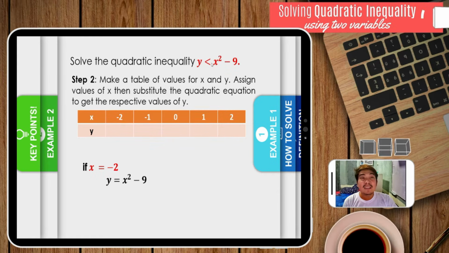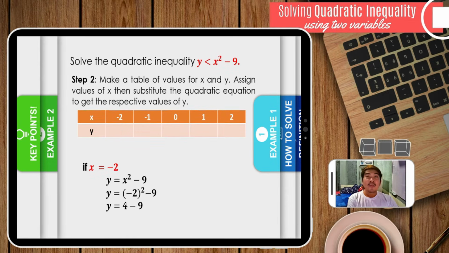Diba, change natin si less than kay equal sign, so eto na ang lumabas. So we have y is equal to x squared minus 9. So to find the value of y, we just need to substitute the value of x, which is negative 2. So magiging y is equal to negative 2 squared minus 9. Negative 2 squared will be 4. So we have y is equal to 4 minus 9. And then after that, 4 minus 9 will be equal to negative 5. So therefore, if x is negative 2, then y is negative 5.